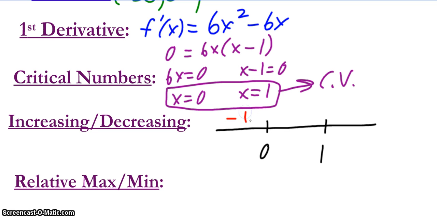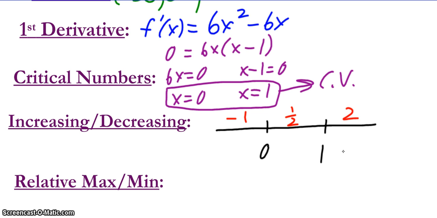So I'm going to do -1, 1/2, and then 2. Now what I'm looking for is within this interval, so if I plug in -1 to the derivative, is the derivative positive, negative, or 0? Well, I know it's not going to be 0, so is it positive or negative? When I plug in 1/2, is the first derivative positive or negative? And when I plug in 2, is the first derivative positive or negative? Why do I want to know that? Because that's going to tell me if the function's increasing or decreasing.